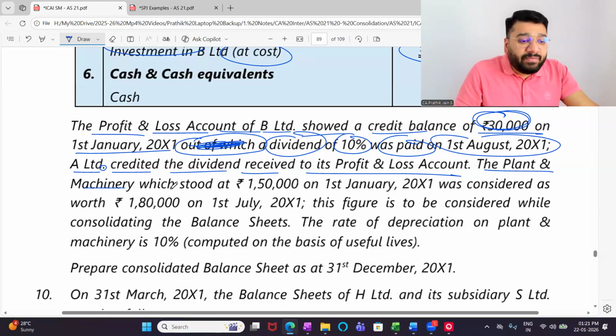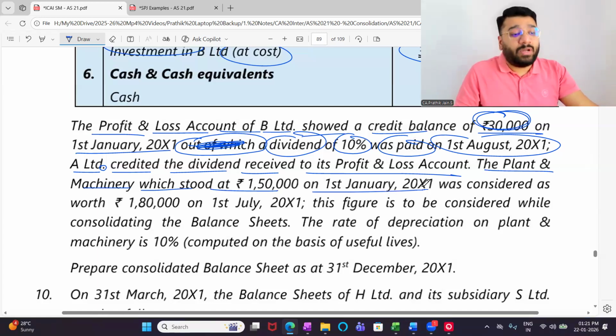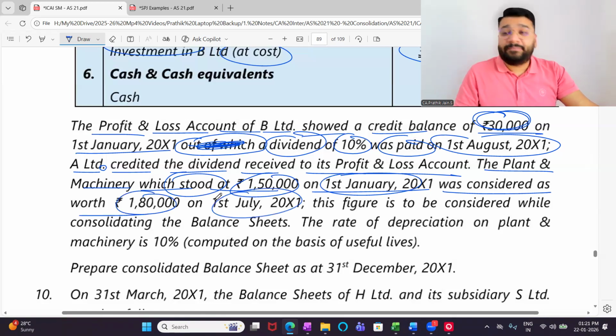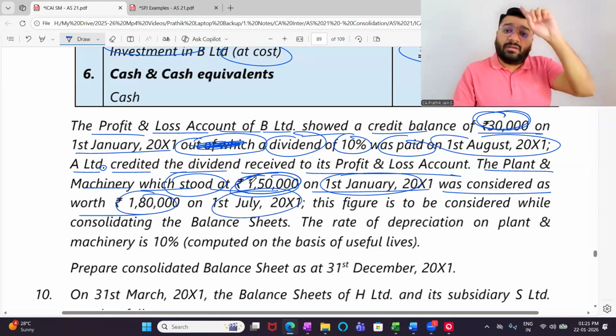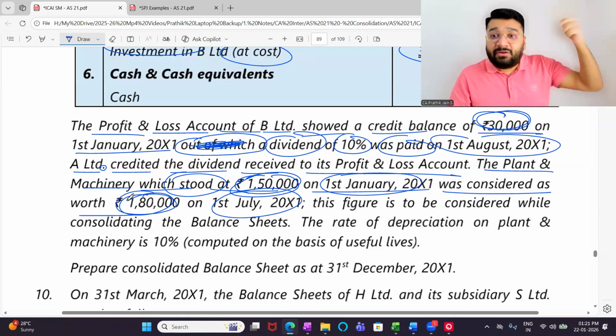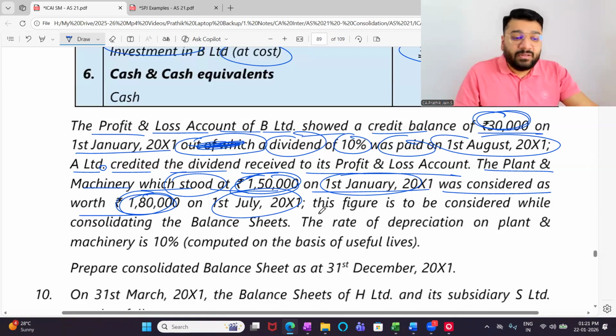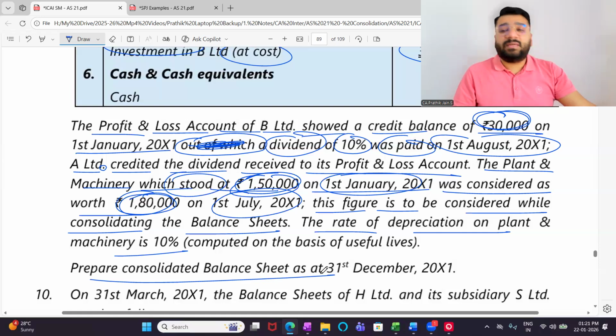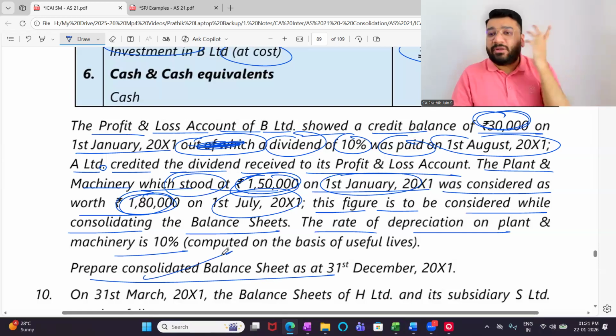The plant and machinery which stood at 150 on 1 Jan 2001, which stood means book value 150 on opening balance, was considered as 180 on 1 July. So book value is given at the beginning of the year. Market value is given at the date of acquisition. So for 6 months we have to do depreciation, and we have to get the revised book value on 1 July 2001. This figure is to be considered while consolidating the balance sheet. The rate of depreciation is given as 10%. Prepare CBS. CBS is homework. I will do the working note.